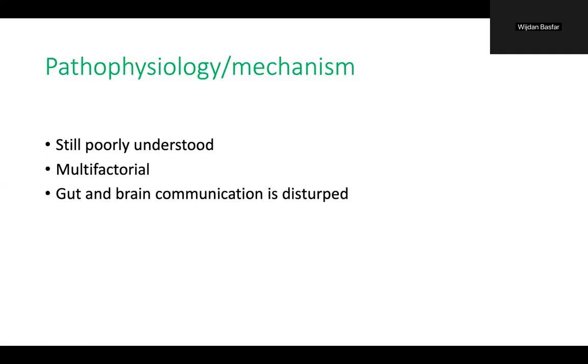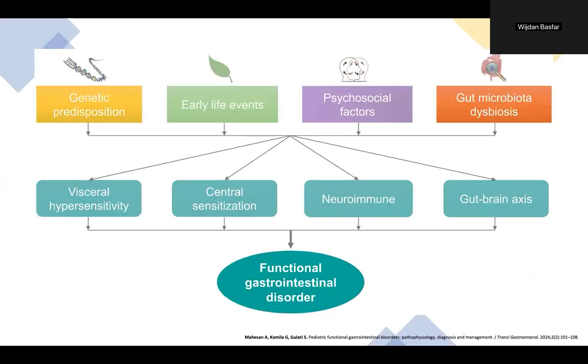Pathophysiology is still poorly understood, but we know that it's multifactorial, and that it's due to disruption in the gut and brain communication. So there are many factors leading to these disorders. Genes: children who have a family history of functional GI disorder are more likely to develop it. Early life events like infection or stressors can affect the way that the gut and brain develop and communicate. Psychosocial factors such as depression and anxiety, and poor coping skills can worsen those symptoms and affect the way the gut works.